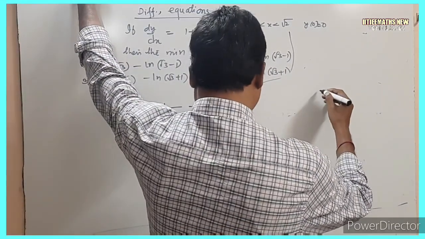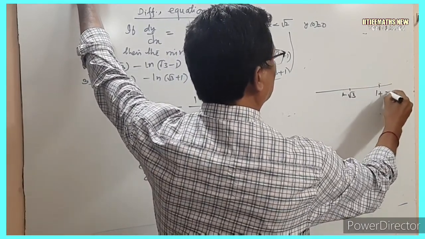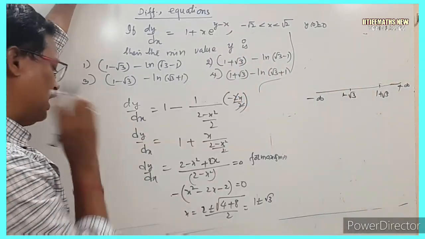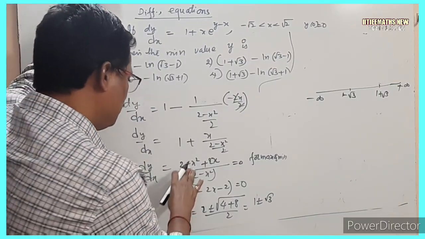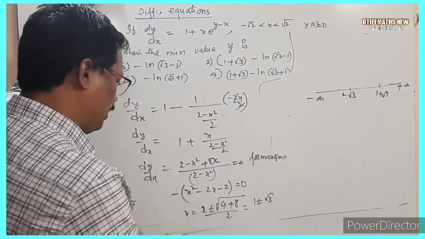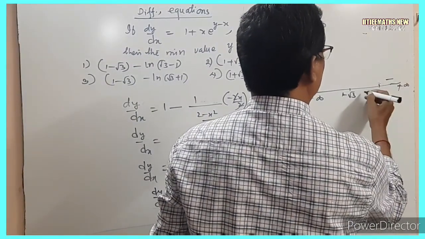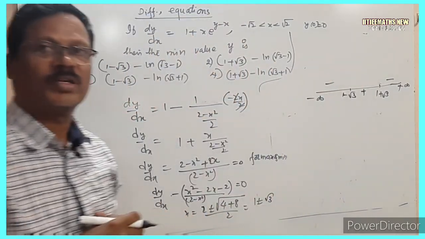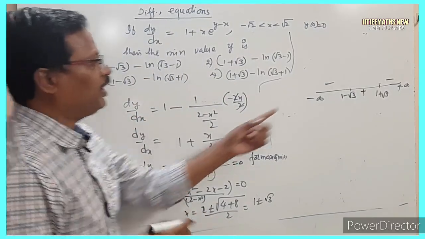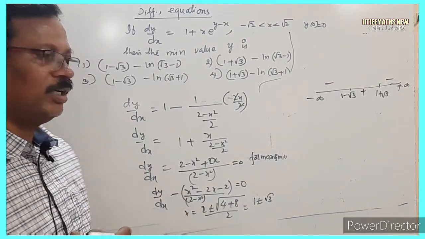Now if you draw this one, this is 1 minus root 3, this is 1 plus root 3, and plus infinity. Here this is minus infinity. Now let us see the sign of dy by dx. Now x square coefficient is minus, therefore start with minus, plus, minus. Why are we taking minus plus minus at 1 minus root 3? We are starting with minus. Why? Because x square coefficient is minus.